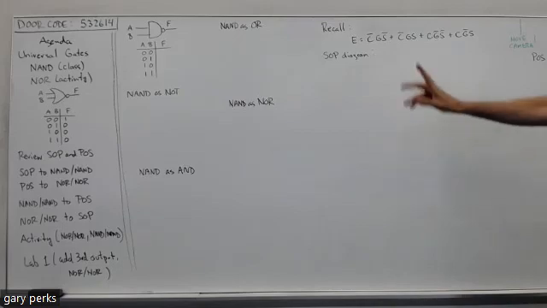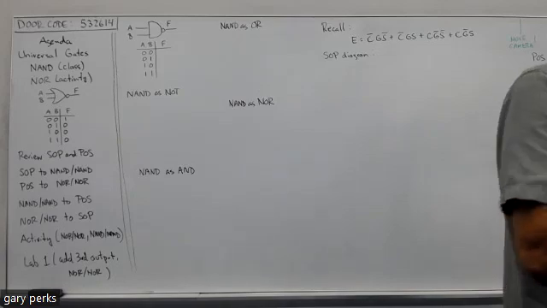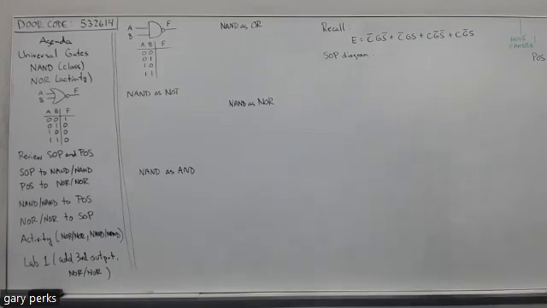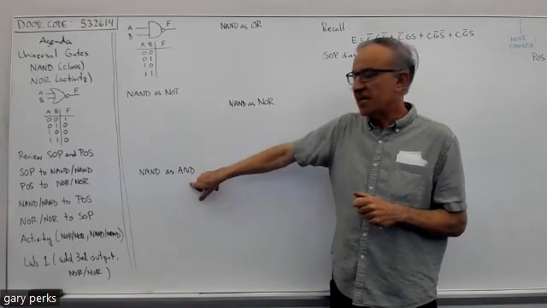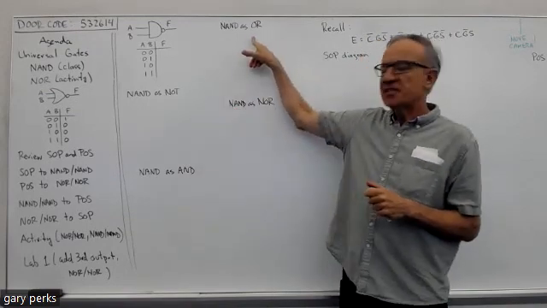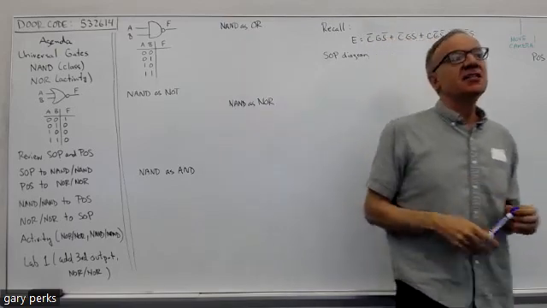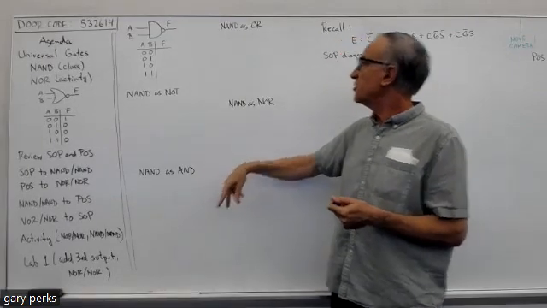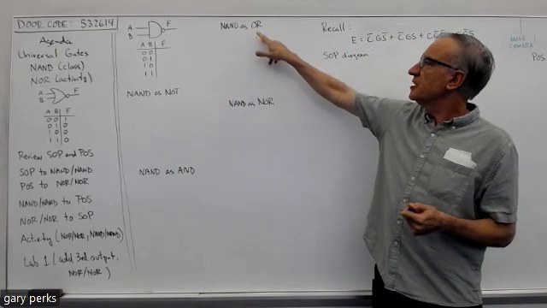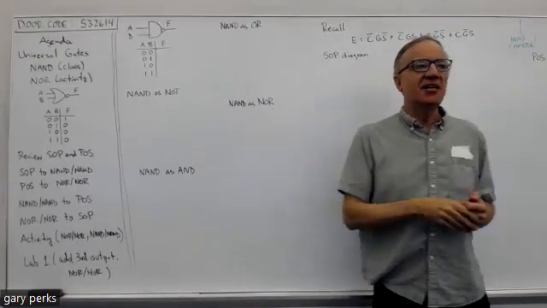So let's start with universal gates. What's meant by a universal gate is that you can make all other gates using a universal gate. Two of the gates are universal, the NAND and the NOR, because I can make a NOT with the NAND, an AND with the NAND, an OR with the NAND, and a NOR with the NAND. You can also make a NOT with a NOR, an AND with a NOR, an OR with the NOR, and also a NAND with the NOR.